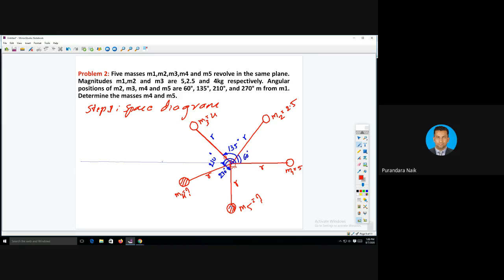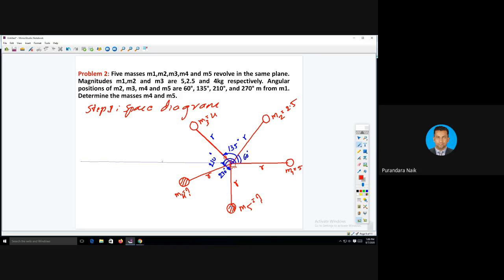The side view is over. We have marked M1, M2, M3, M4, M5 with respect to the reference mass M1: 60 degree, 135 degree, 210 degree, 270 degree. Angle should be measured with actual angle. It is not a freehand sketch. It is measured, proper angle and drawn.